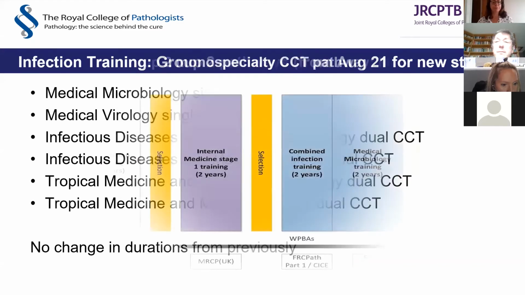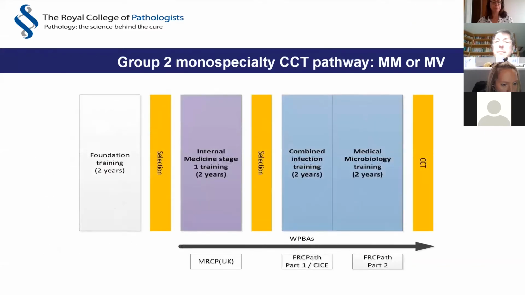Next slide, please. So for the monospecialty trainees, medical microbiology or medical virology, no change to what we currently have in terms of indicative durations. So there'll be foundation training, 2 years, selection into 2 years of internal medicine. There's nothing to stop trainees doing that third year medical registrar job if they wish to, but it's not a requirement. But if they do that year, they'll still be eligible to go for Group 2 specialities. It won't rule them out in any way.